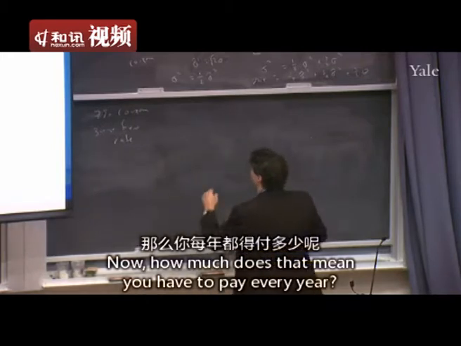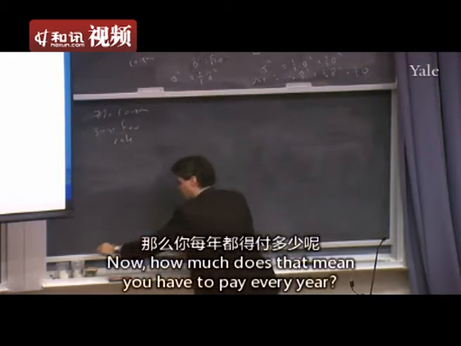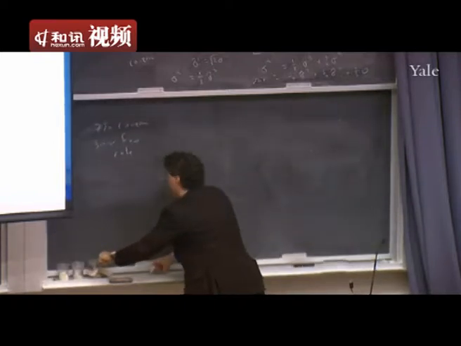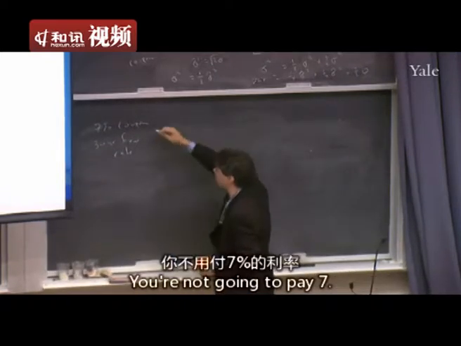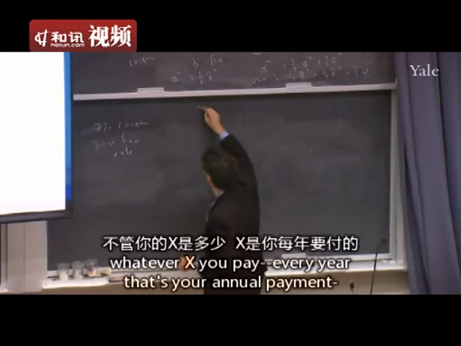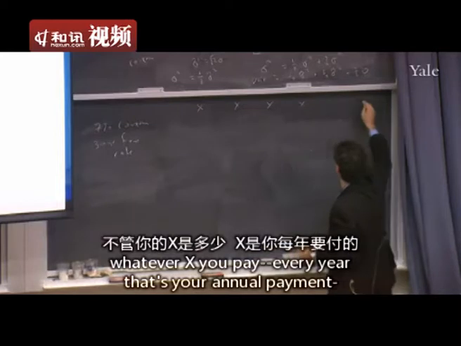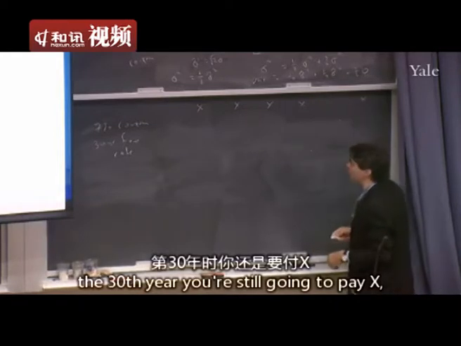Now how much does that mean you have to pay every year? So every year, what are you going to pay? You're not going to pay 7. What this means is whatever X you pay every year, that's your annual payment. In the 30th year, you're still going to pay X.